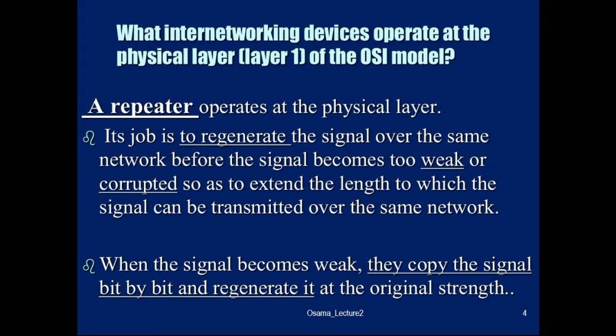Okay, students? So, first, the repeater works at the physical layer. Number two, we use the repeater to regenerate this signal, to convert this signal from weak to strong. How can it regenerate this signal? When the signal becomes weak, it copies the signal bit by bit and regenerates it to the original.